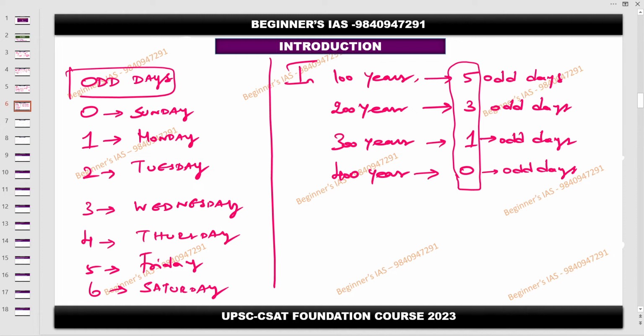5 for 100 years, 3 for 200 years, 1 for 300 years, 0 for 400 years. Always remember, whatever the year, always try to split it into 400 years. Therefore, the number of odd days is going to be 0.